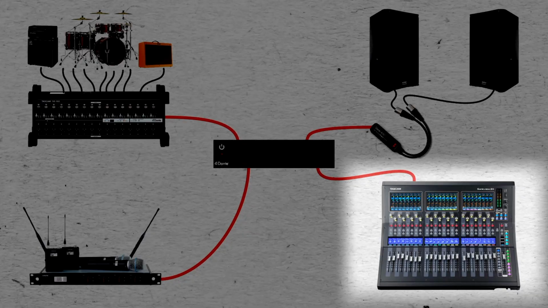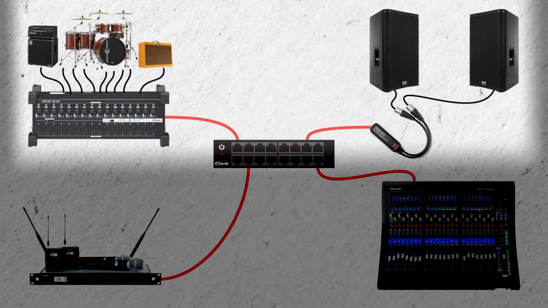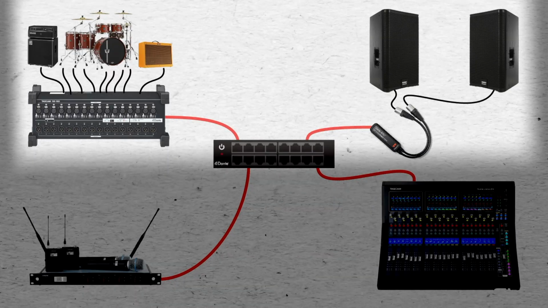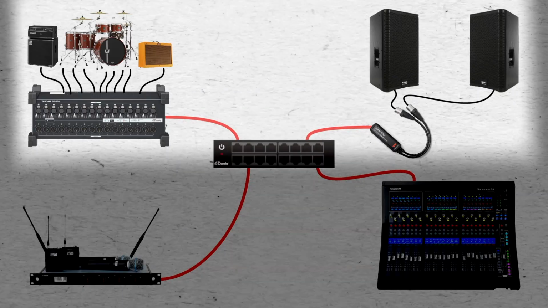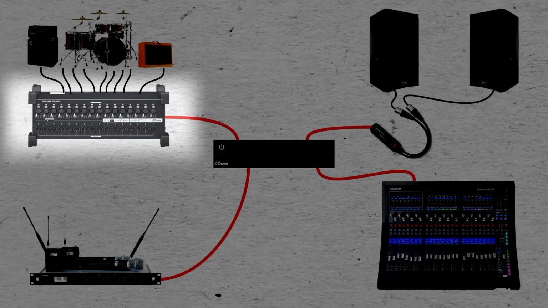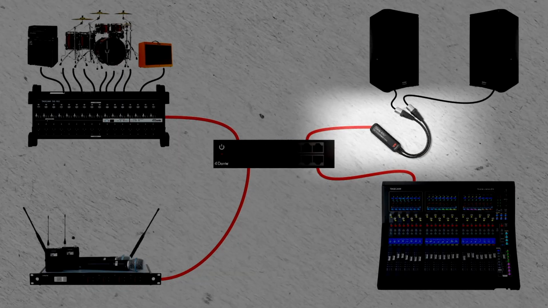Let's say we have some inputs on stage, a pair of powered speakers, and a mixer. The mixer has Dante built in, so we can connect it directly to the network switch. Meanwhile, the inputs on stage and the powered speaker only have analog audio connections. So to connect the microphones to the network, we can use a stage box with Dante connections. And to connect the powered speakers to the network, we can use one of these Dante AVIO analog output adapters.